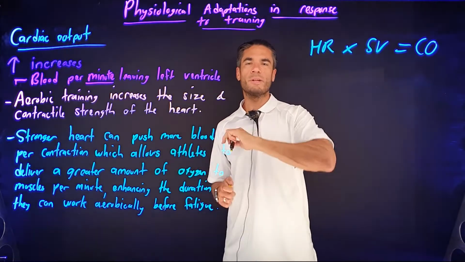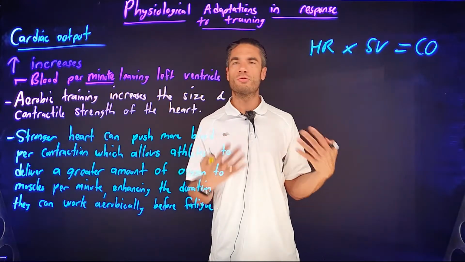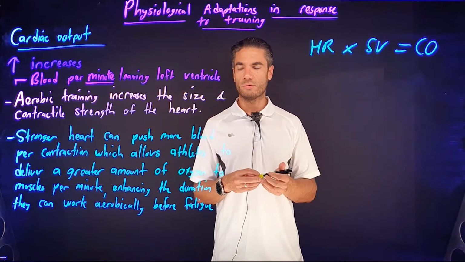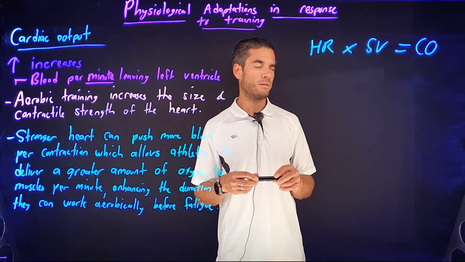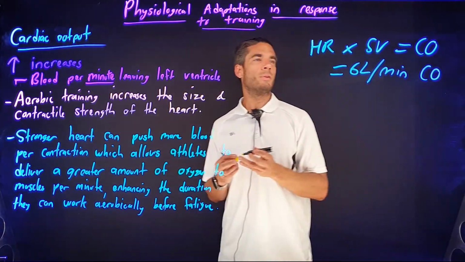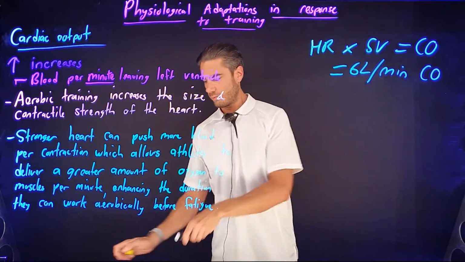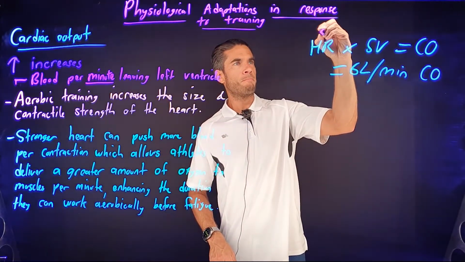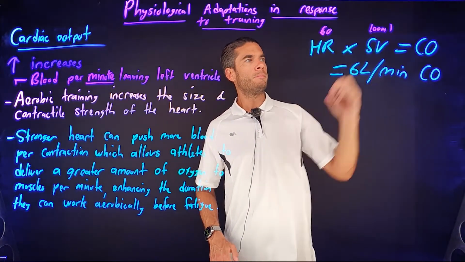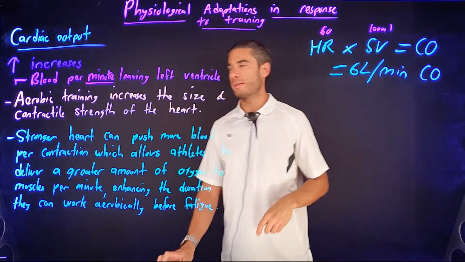So if I have a 60 beats per minute heart rate and my stroke volume, I don't know, was 100 mils, there we go, heart rate times stroke volume. If this was 60, and if this was 100 mils. All right, 60 times 100, 6 liters per minute cardiac output. Excellent, there we go, math is hard.